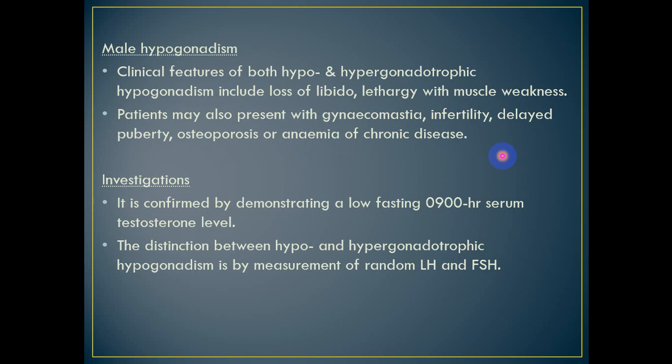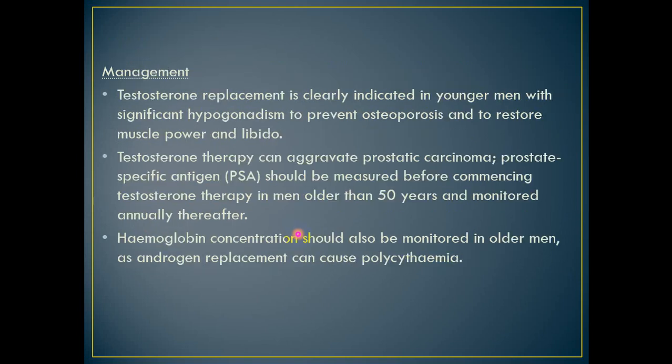How do we investigate a male patient with hypogonadism? Testosterone needs to be assessed correctly by a fasting level at 9 a.m. If it is a low level, it is hypogonadism. Then we need FSH and LH, to distinguish between hypergonadotrophic and hypogonadotrophic, by measuring LH and FSH in a random sample.